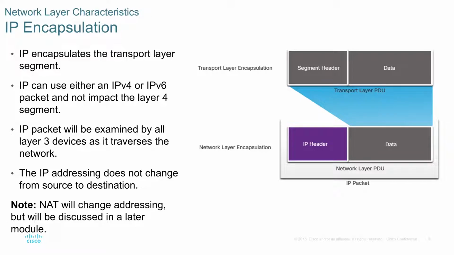The IP packet will be examined by all layer 3 devices as it traverses the network. As a packet traverses the network, the IP addresses will stay the same. Unlike the MAC addresses, or the layer 2 addresses, as discussed in the previous chapter, which will change for each individual hop the data will make going from its source to its destination.